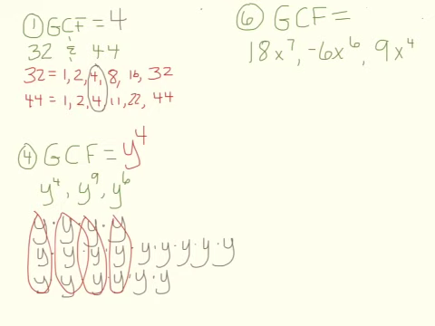Now you don't really have to write these out. You always pick the one with your smallest exponent. You know each one of these variables has at least 4 y's in them.